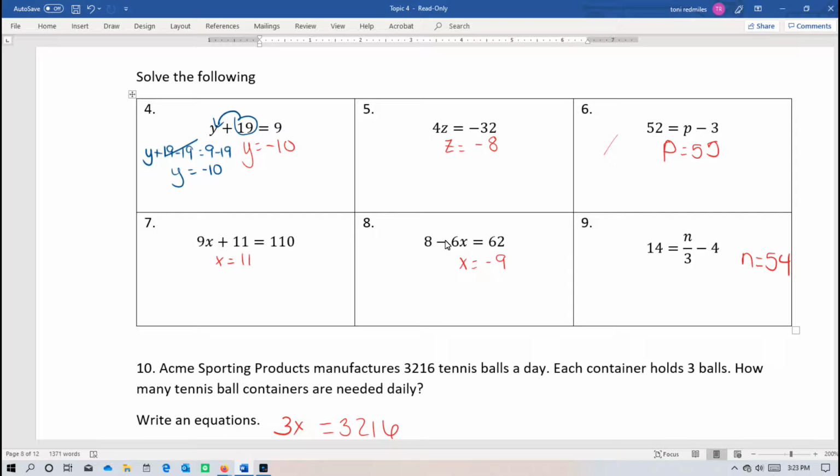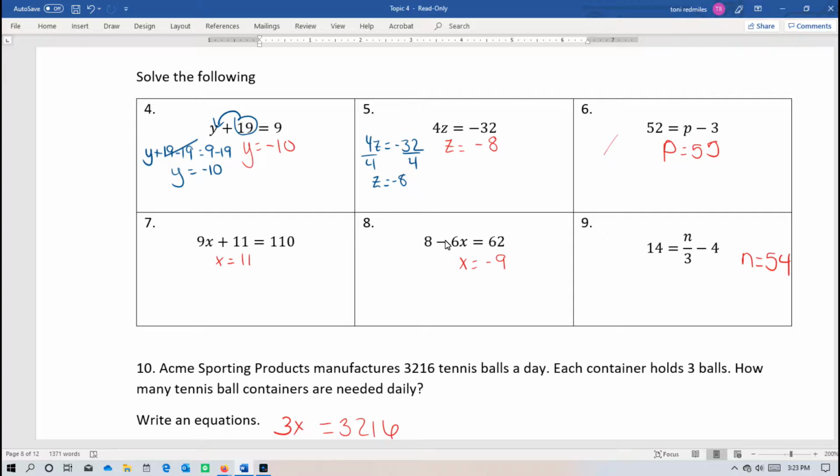All right, so in this one, the 4 is multiplying to z. So to get rid of it, I have to do the opposite, which is dividing. All right, so 4 goes into 32 8 times. Positive and a negative make a negative.